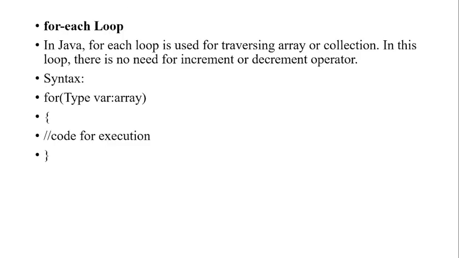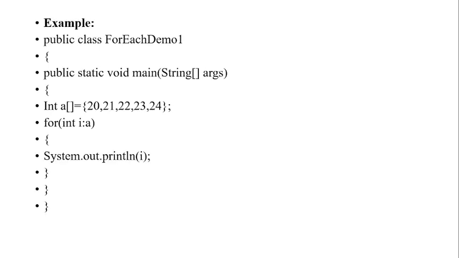In the for each statement, we are not going to give initialization, condition, or increment or decrement. This is used for traversing an array or a collection of data which is initialized inside a program. There is no need for an incremental or decremental operator. Automatically, in the for each statement, the values will be traversed inside a list, an array, or a collection of data. You can see the example here. The program starts with void main. The array variable name is a, and I am giving some values: 20, 21, 22, 23, and 24.